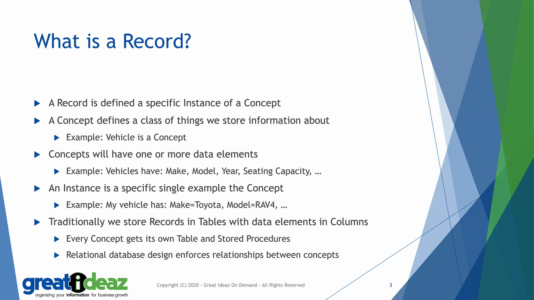So the basic definition of a record in data as a service is the same as the basic definition of a record in a traditional database design. We have records that are instances of concepts. A concept is typically a table and an instance is a row in the table. So where does data as a service offer a different approach?